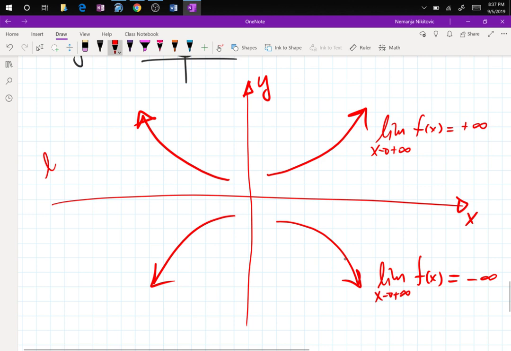On the left side, top, limit x goes to negative infinity because now the arrow pushes towards left of the function, and the answer is positive infinity because it goes up. And finally, the last one is limit x goes to negative infinity of f of x is equal to negative infinity going down.